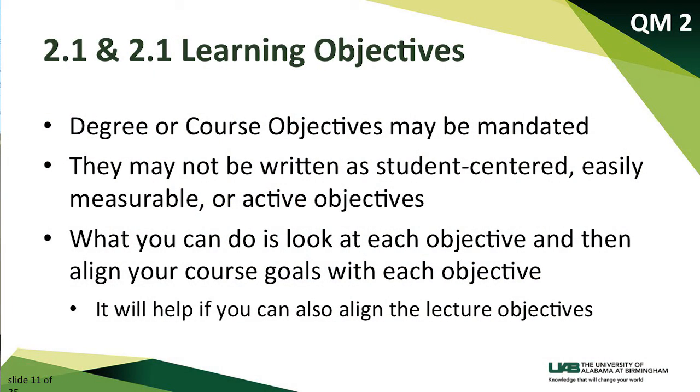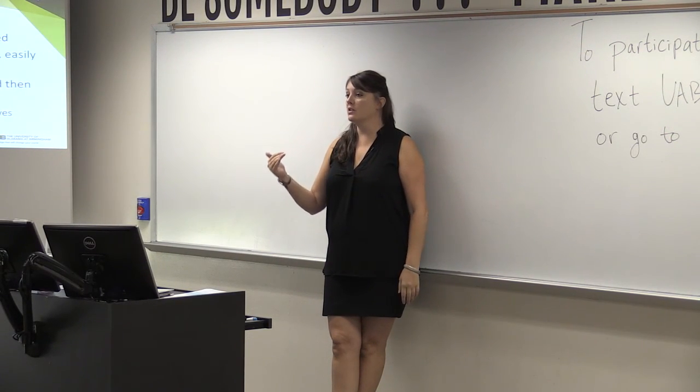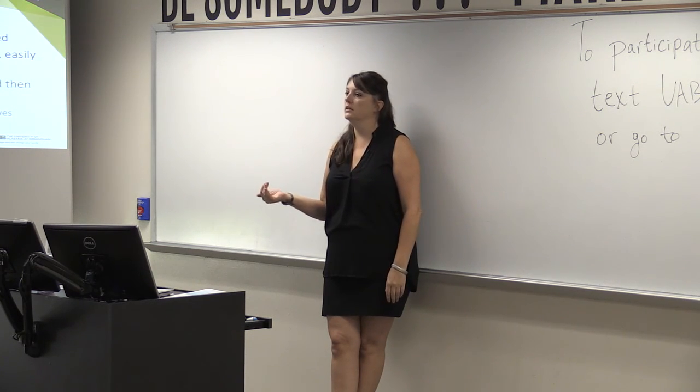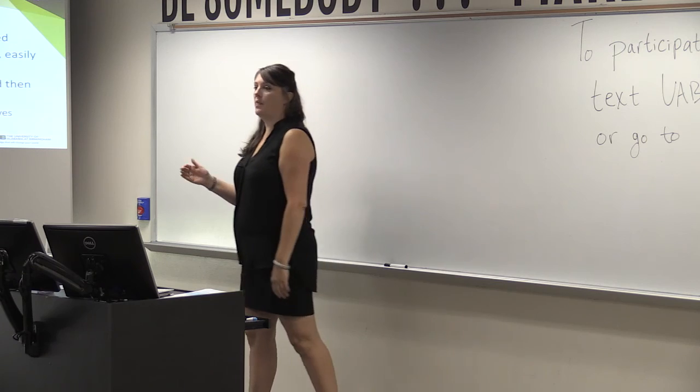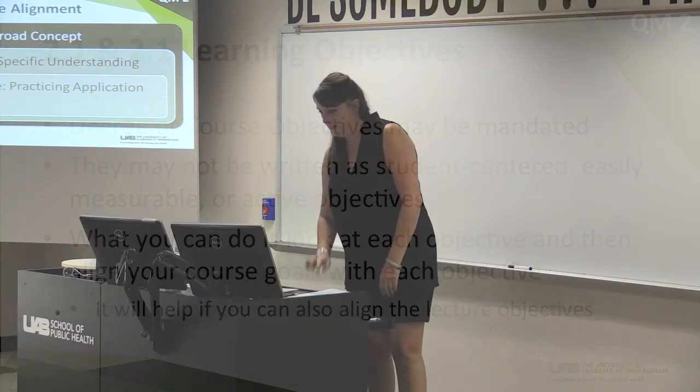So they may be mandated. Ours are. Our degree level ones certainly are. They may not be student-centered, easily measurable, or active learning objectives. That's okay for the peer review. You can tell them, these are mandated, I can't change them. But then your course objectives and your module level objectives should be measurable and specific so that the student understands what they're gaining out of this class. So look at each objective, and there's that magic word again. Align your course goals with objectives.